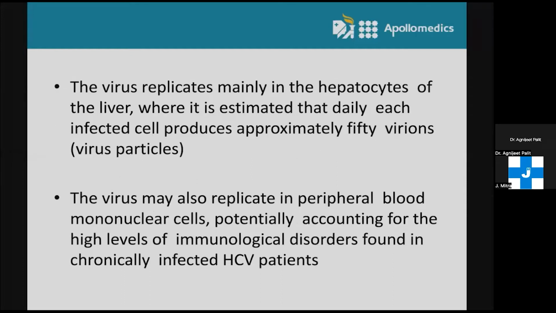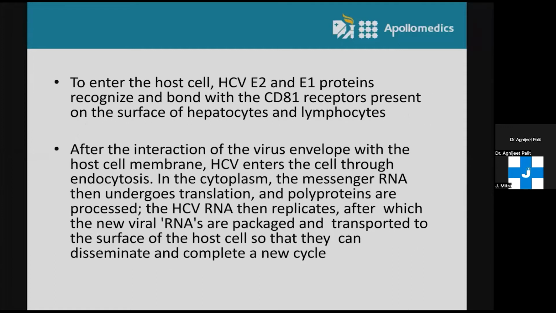The virus mainly replicates in the hepatocytes of the liver, and it is estimated that daily each infected cell produces approximately 50 billion virions. The virus may also replicate in the peripheral blood mononuclear cells. As I have said, this accounts for the high level of immunological disorders in chronically infected HCV patients. Now, to see the mechanism of entry, to enter the host cell, the hepatitis C virus E2 and E1 proteins recognize and bind with the CD81 receptors present on the surface of hepatocytes and lymphocytes. That is why these two groups of cells are the most vulnerable.